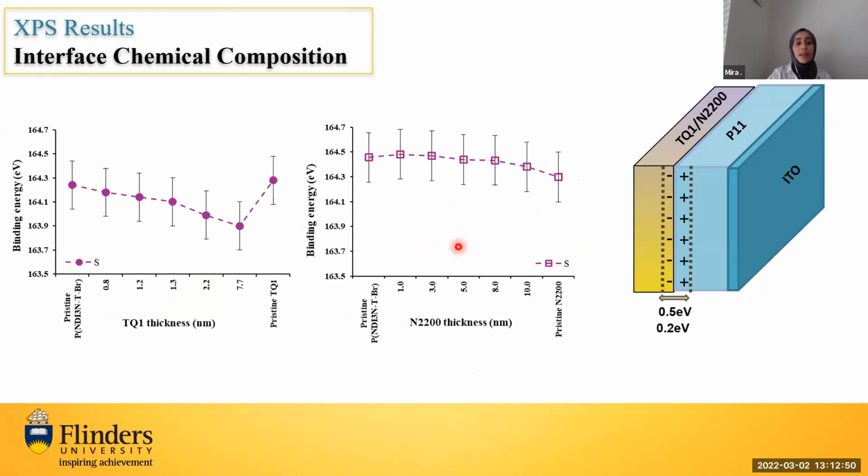The same result was found with the sulfur peak. We found the sulfur peak shifted to lower binding energy after increasing the thickness of TQ1 on top of P11. And there is also a minor shift of sulfur to lower binding energy after adding the N2200 layer on top of P11 and increasing the thickness.